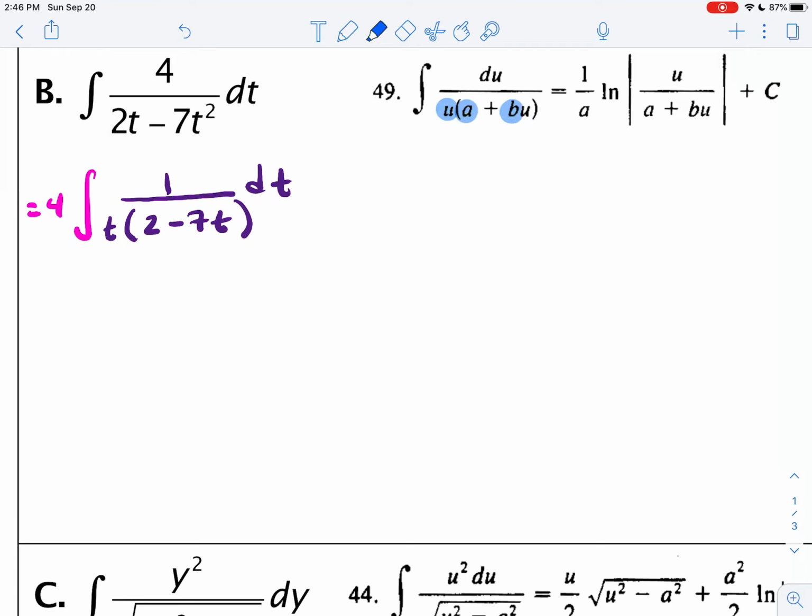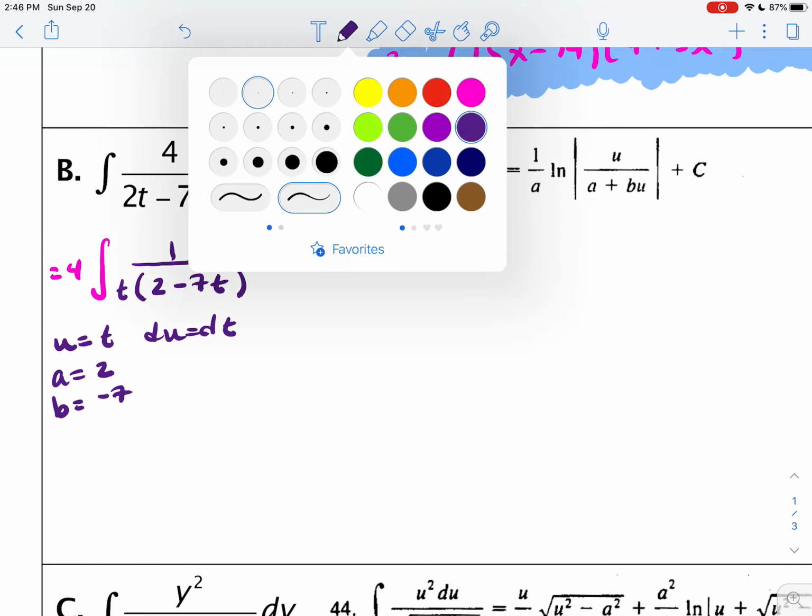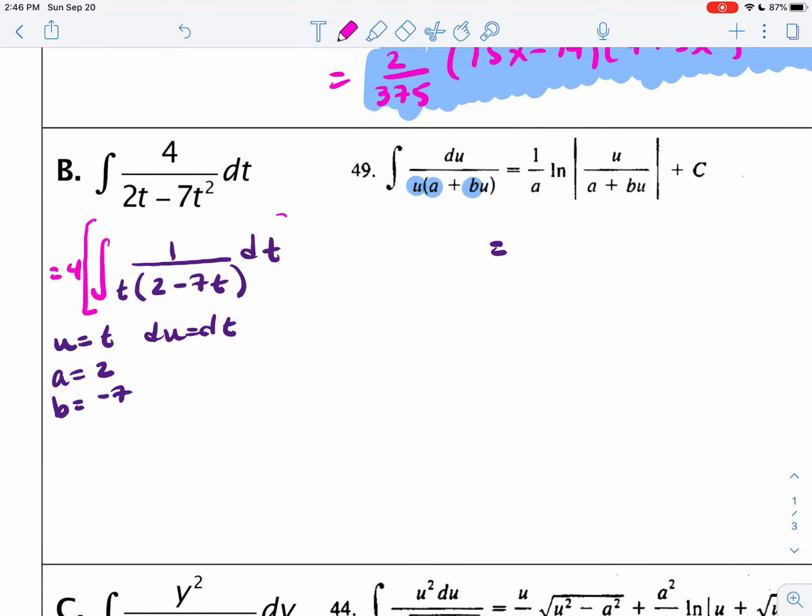Looking at my expressions u, a, and b, if I let u equal t, then du is going to equal dt. I see that a is equal to 2, and b is equal to minus 7, because 2 minus 7t is 2 plus negative 7t. So I can use these variables on the other side, and let's not forget that we are multiplying entirely by 4, so we want to multiply this expression by 4.